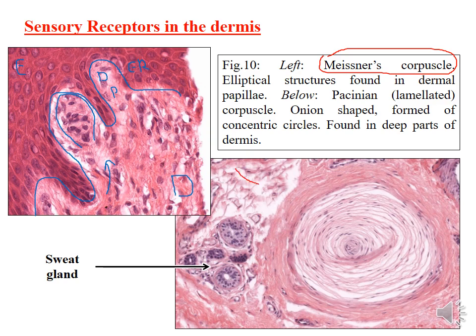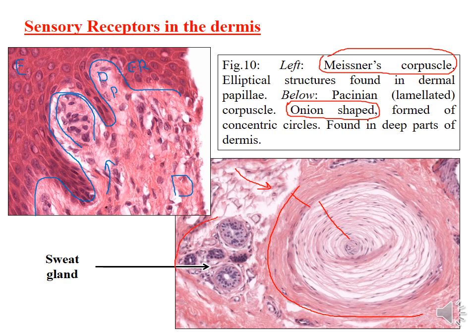Deep in the reticular dermis, and sometimes even in the hypodermis, we have the lamellated or Pacinian corpuscle. Usually, we should have a nerve in the middle, surrounded by several concentric layers of flattened Schwann cells, which are surrounded by several concentric layers of connective tissue, and then the whole structure is surrounded by a capsule. This appearance is called the onion-shaped appearance of the Pacinian corpuscle.